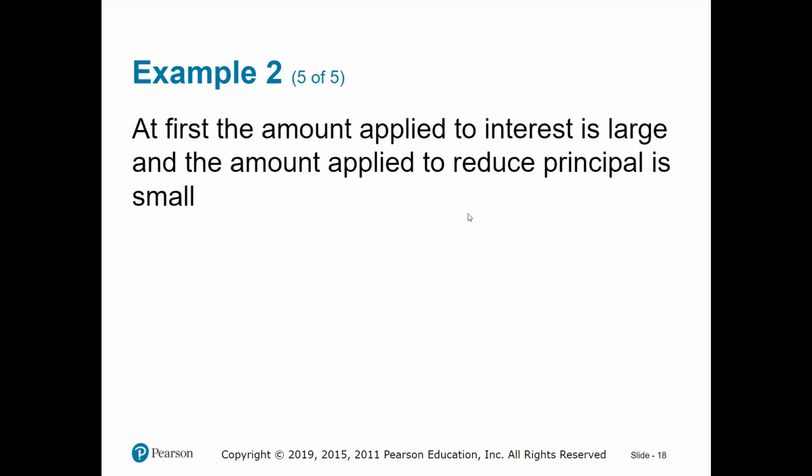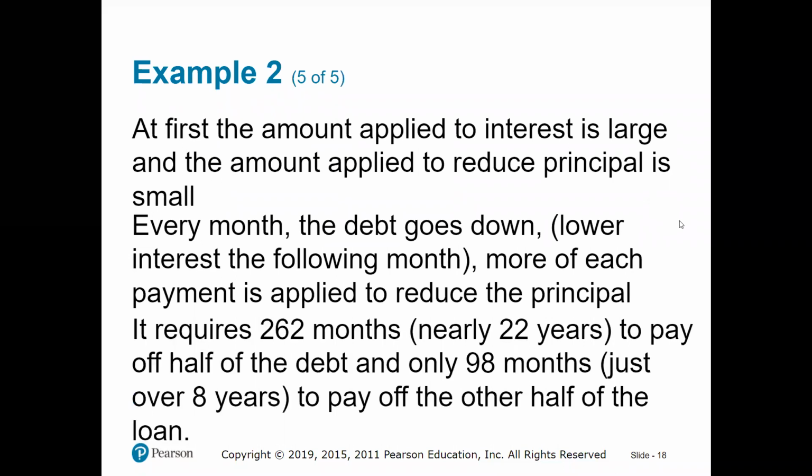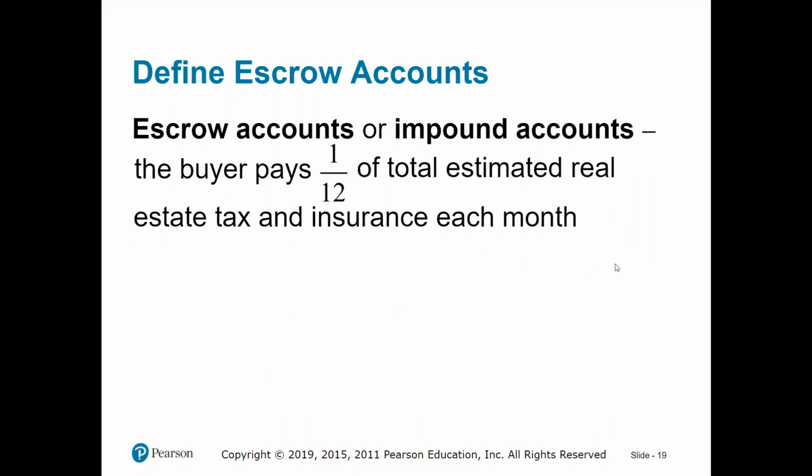All right, at first the amount applied to the interest is large and the amount applied to reduce the principal is small. Every month the debt goes down, lower interest the following month, more of each payment is applied to reduce the principal. It requires 262 months, nearly 22 years, to pay off half of the debt, and only 98 months, just over 8 years, to pay off the other half of the loan. So that's kind of crazy when you think about it. That's super crazy.